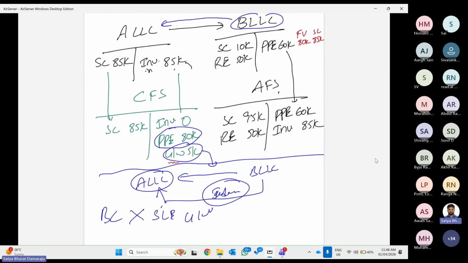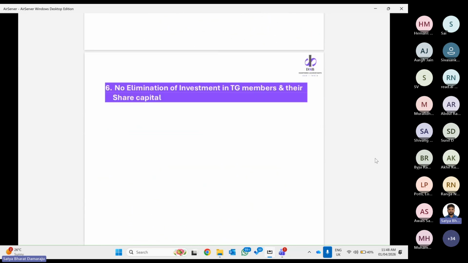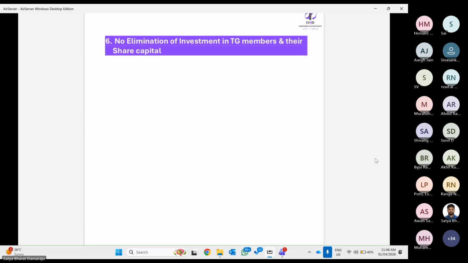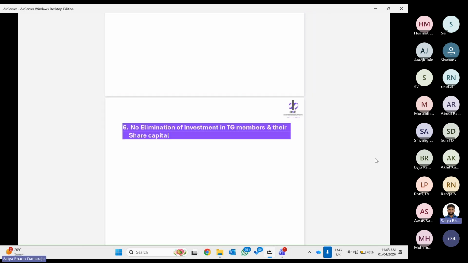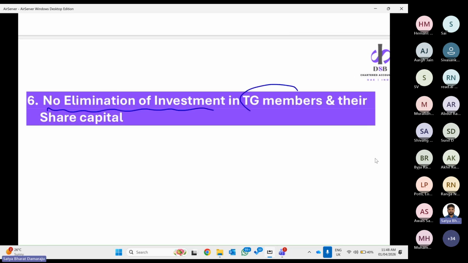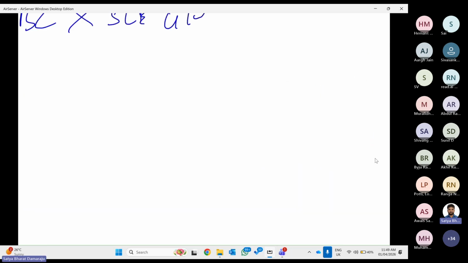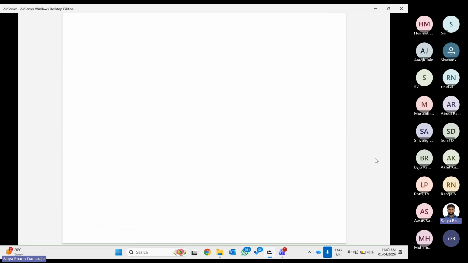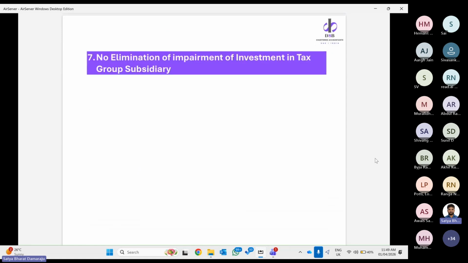We are done with this deviation. The last one, this is also something we covered. No elimination of the investments in the TG members, the tax group members. Their investment and share capital should always be grossed up, the way we have presented. The investment should be shown, and the share capital should include the equity of the subsidiary. We should not be ignoring this. And one last deviation we are discussing now.